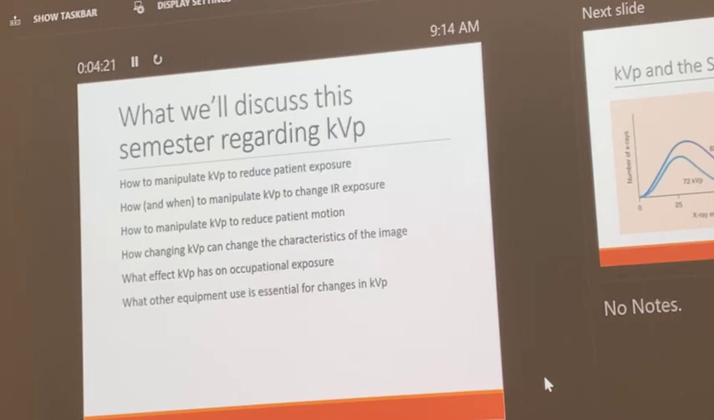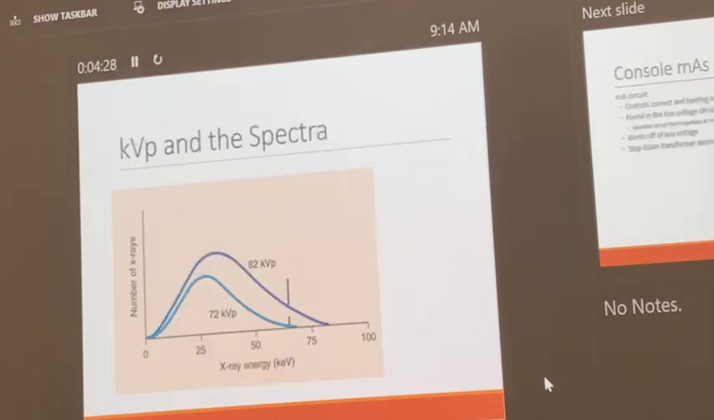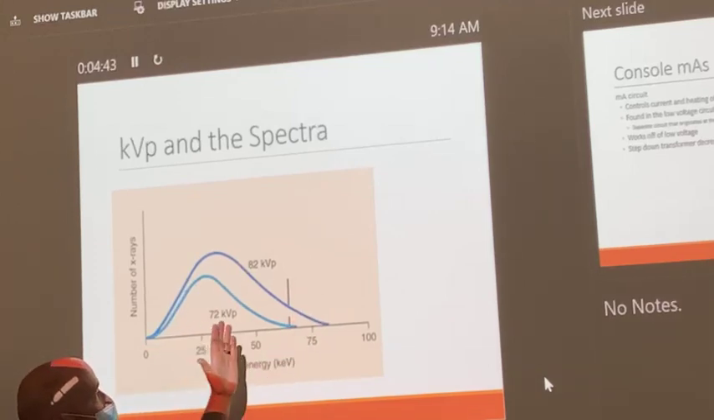And what other equipment is essential for changes in kVp, to deal with some of the scatter radiation? So that's just what we'll walk through right there. As we increase kVp, we increase the output from the X-ray tube. So the height of our brems spectrum goes up, but it pushes it towards the high energy side. It increases the peak energy.